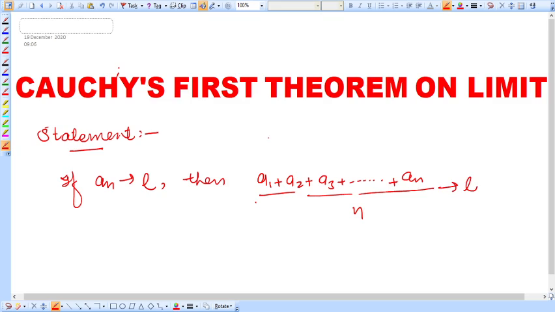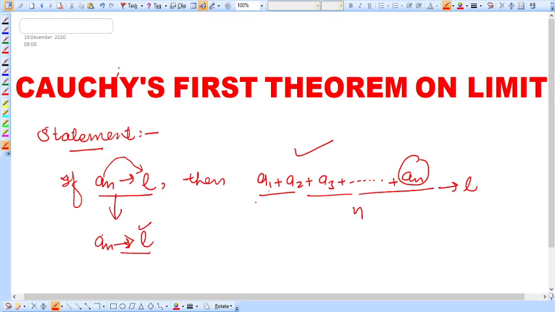So basically the limit of this number is equal to this number. How is it relevant in this section of sequences? It is pretty relevant here because we say an converges to L when limit of an is equal to L. So if limit of an is L, then it means an converges to L.